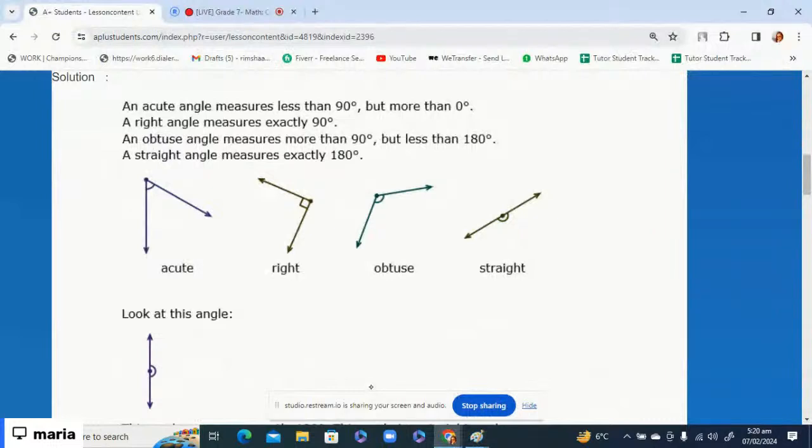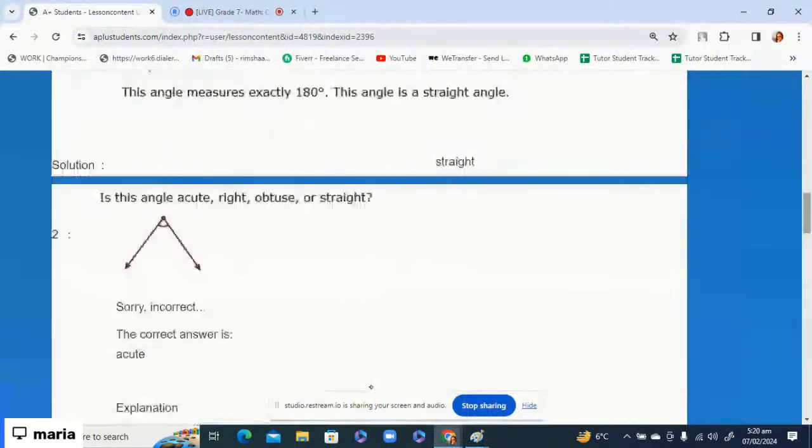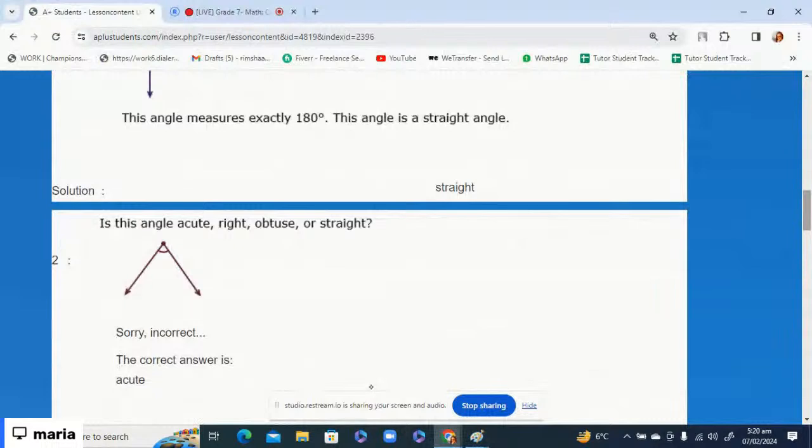acute angles because they are less than 90 degrees. Now here is the right angle because the two lines are perpendicular with each other. Now what is obtuse? An obtuse angle is greater than 90 degrees, and here is the straight line angle. So which angle is this? Straight line. Now look, is this angle acute, right, obtuse, or straight?